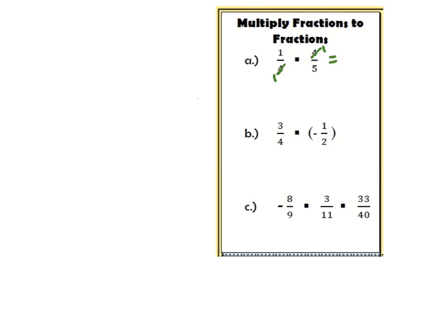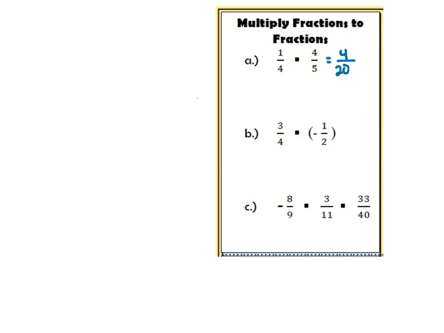Now I can multiply across my numerators. I get 1. And multiply across my denominators. I get 5. And I get 1/5. Any other way that you did it, you should have gotten to 1/5. You just had more steps. Not a big deal.